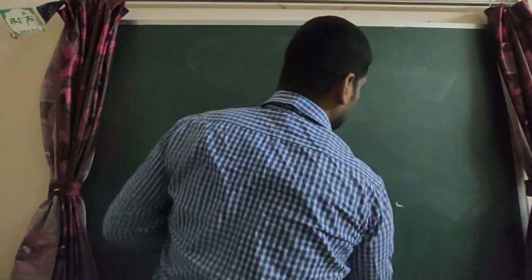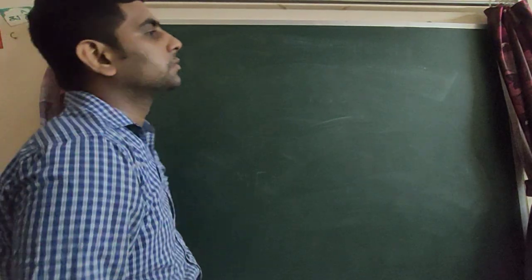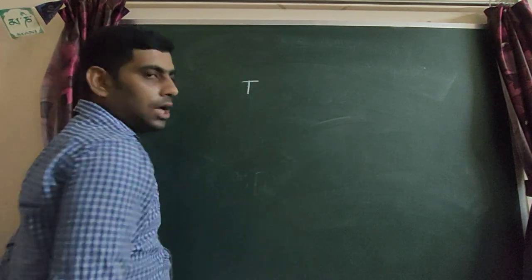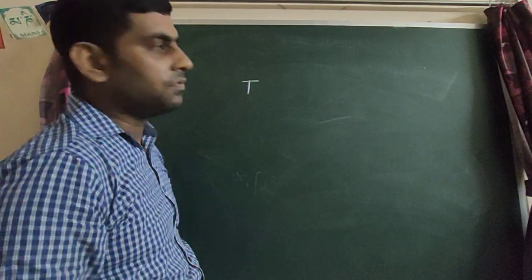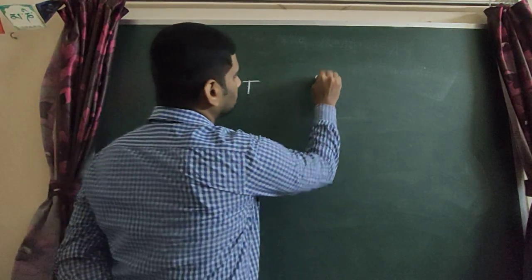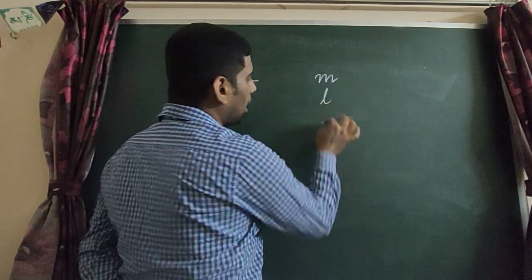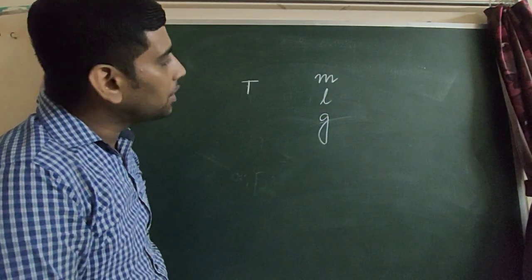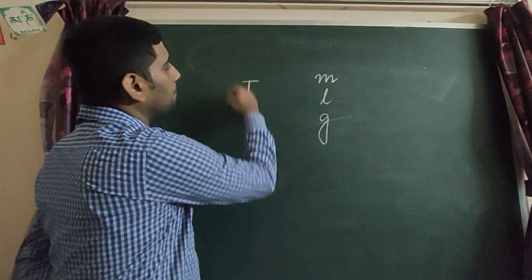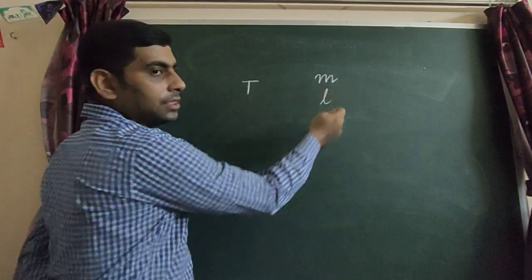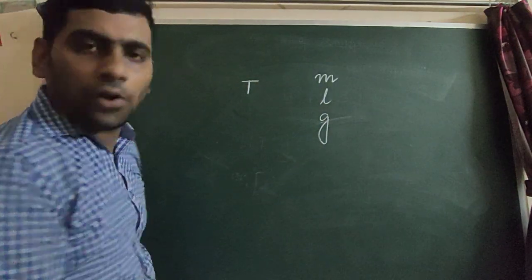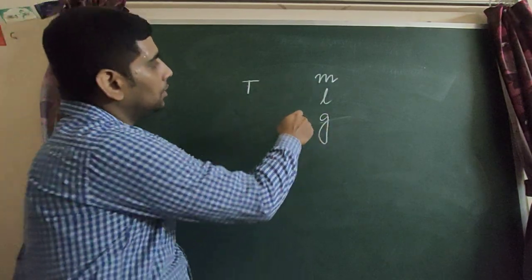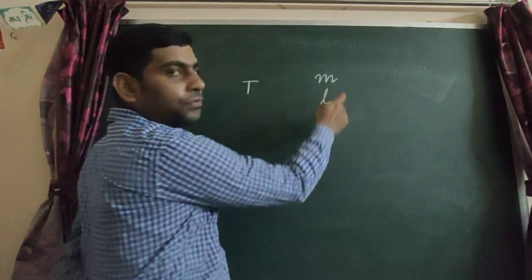Suppose the time period of oscillation T. I want to find out the relation of the time period of oscillation with, suppose it depends on mass, length of the spring and acceleration due to gravity. So I am now going to find out how this time period depends on mass, length and acceleration due to gravity. For this, let us consider that the time period depends on mass to the power of A.